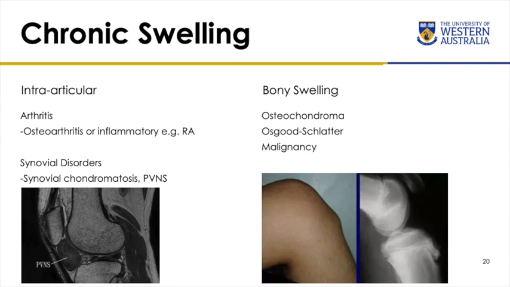Some common things seen are osteochondroma, which is a cartilage-capped exostosis, and Osgood-Schlatter's, which you see pictured on the X-ray here in the clinical photo, a characteristic painful swelling of the tibial tubercle, which usually presents during adolescence and is often self-limiting. And malignancy, although rare, should always be excluded.